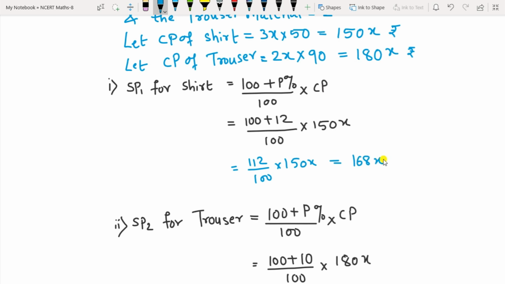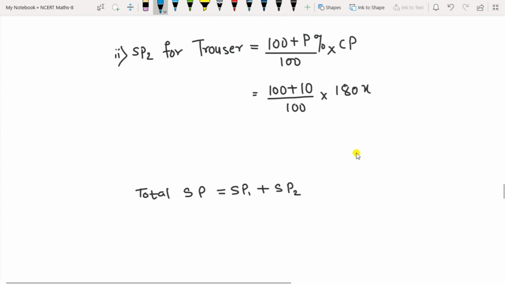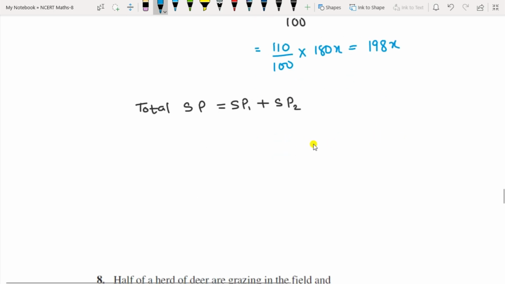On cancellation you get the answer as 168x. Got it? Then similarly for trouser you have to do 100 plus profit percent upon 100 into CP for trouser, that is 180x, and profit is for trouser as 10%. So that is 110 upon 100 into 180x. On cancellation you would get the answer as 198x. Here then you have to write total selling price is given as SP1 plus SP2. This is given as 36,660.